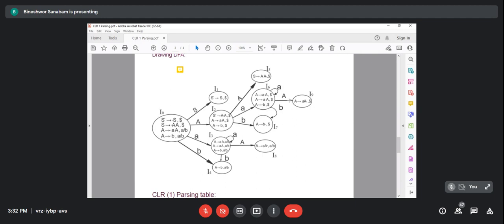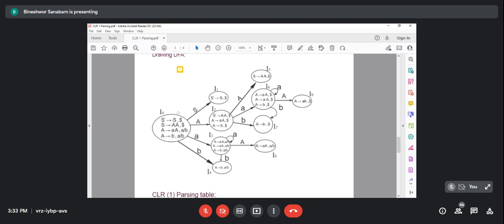If you consider capital letter A, then it will give a new state. If you consider capital A, we have to consider this first element. So your dot will go to the next after the element, so small letter A, capital letter A dot, comma, dollar. And if you consider B, we have to consider this third line of production, so dot will go after B. So it will give the same as your previous I7. And I think that's it.